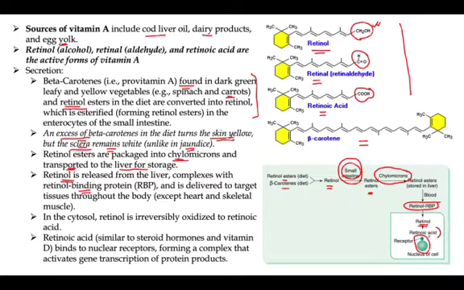So that gives you an overview of the molecular forms of vitamin A, the synthetic process which is involved, and also the transport and the mechanism of action involved in vitamin A activity.